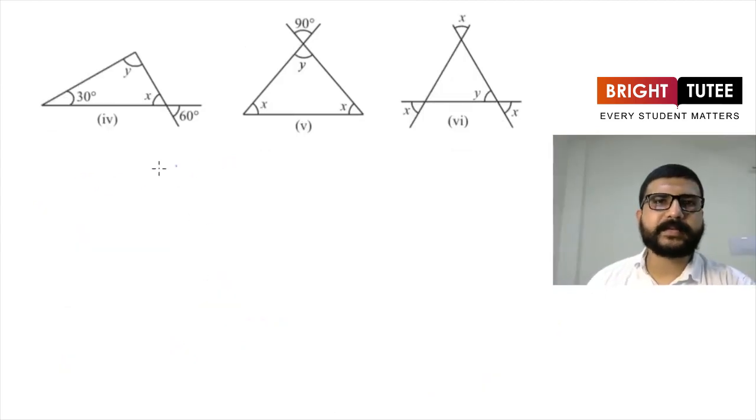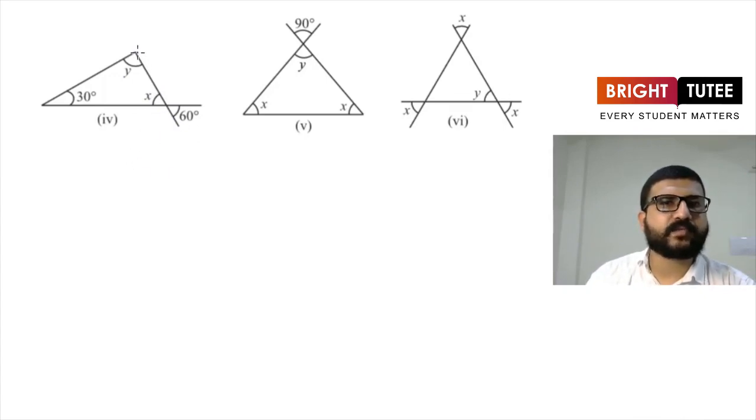Now here are the three more parts of the same question. Here also we have to find the values of x and y. Now let's see the fourth part. Here let's try to find the value of x first. Now what do you think about x and the 60 degree angle? What kind of angles are they?